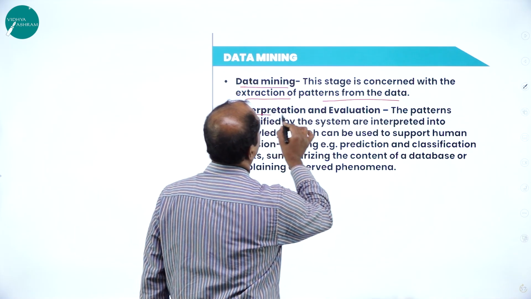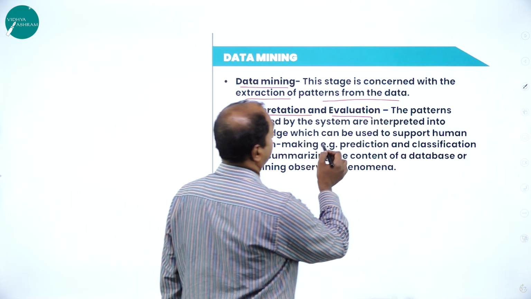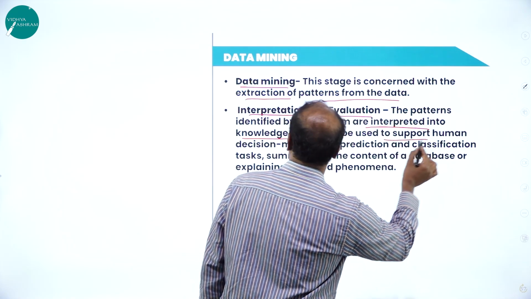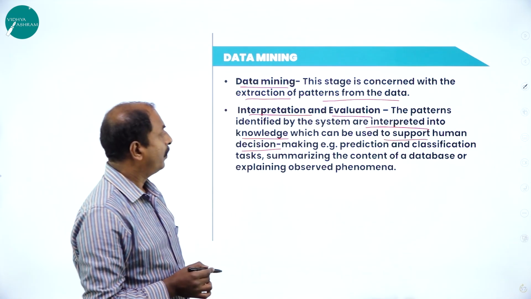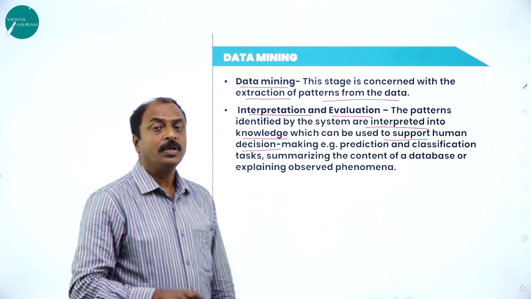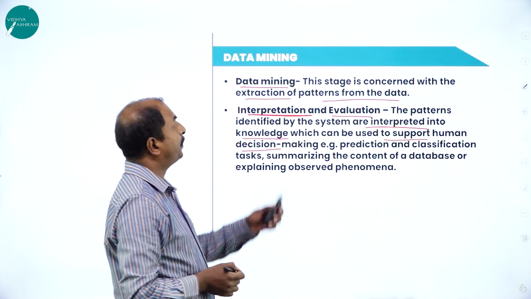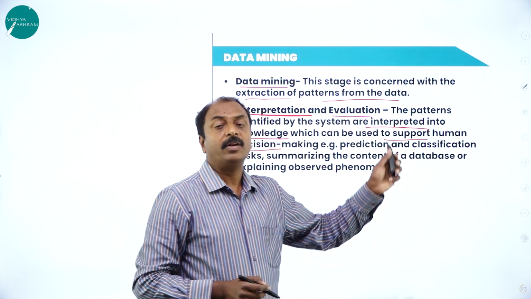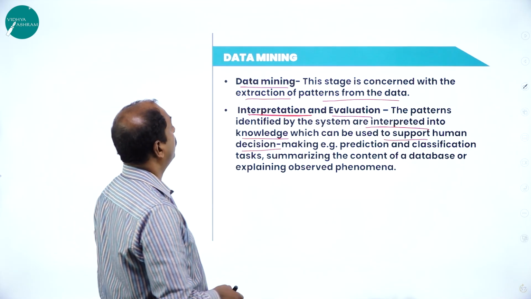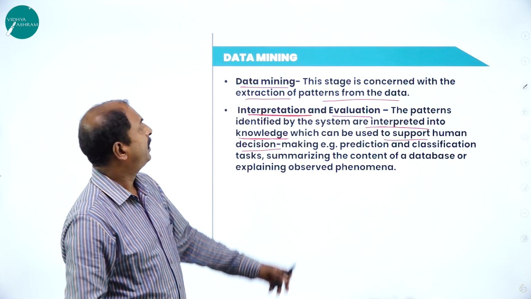Next one is interpretation and evaluation. The patterns identified by the system are interpreted into knowledge which can be used to support human decisions. For example, the result we get from data mining has to be interpreted in the right way and evaluated. We have to interpret in such a way that we provide knowledge about the pattern to the users. This is a very, very important stage.